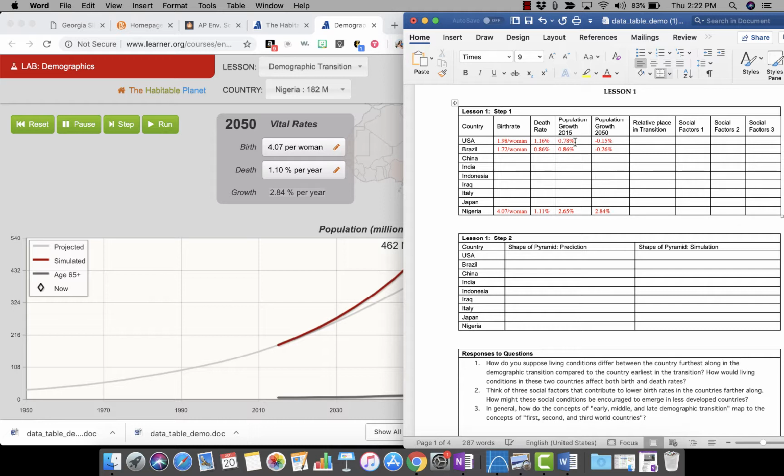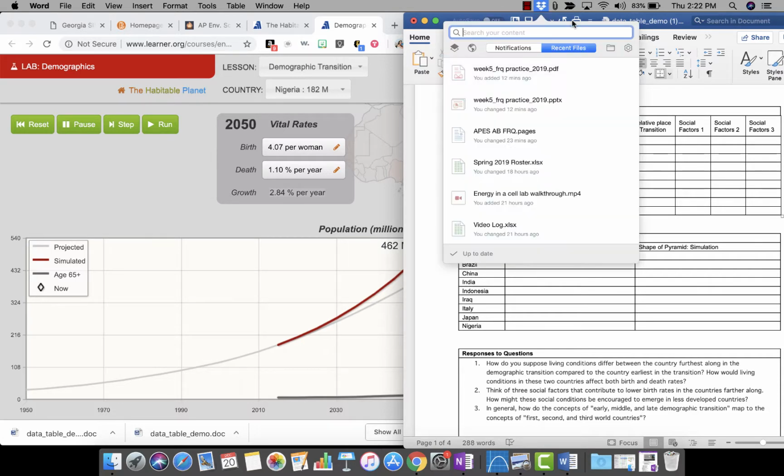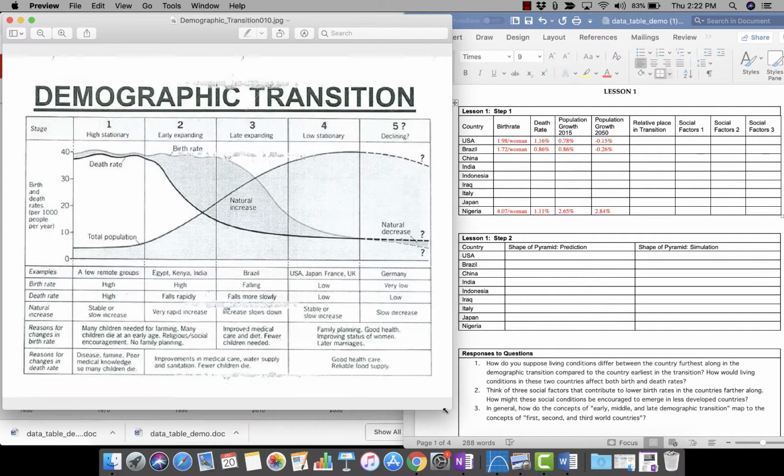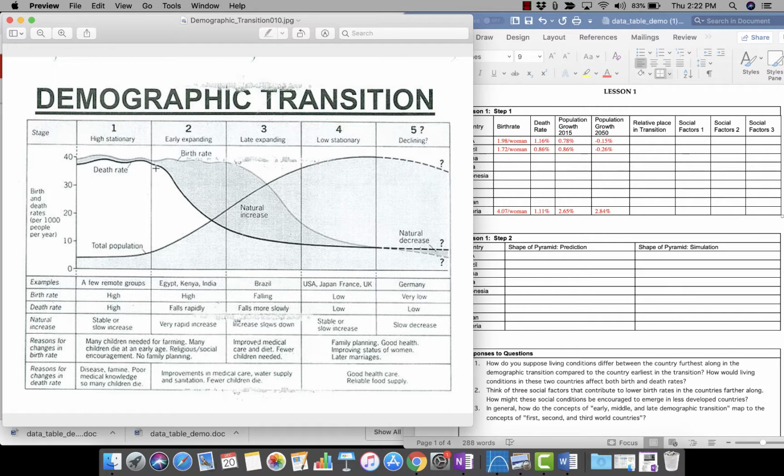Okay, so you can see that for the United States and Brazil, the population growth rate is going down, but for Nigeria, it's actually going up. Okay, so now we can look at the relative place in the transition. This is talking about the demographic transition. So this one is going to show you the demographic transition, so you can kind of see.